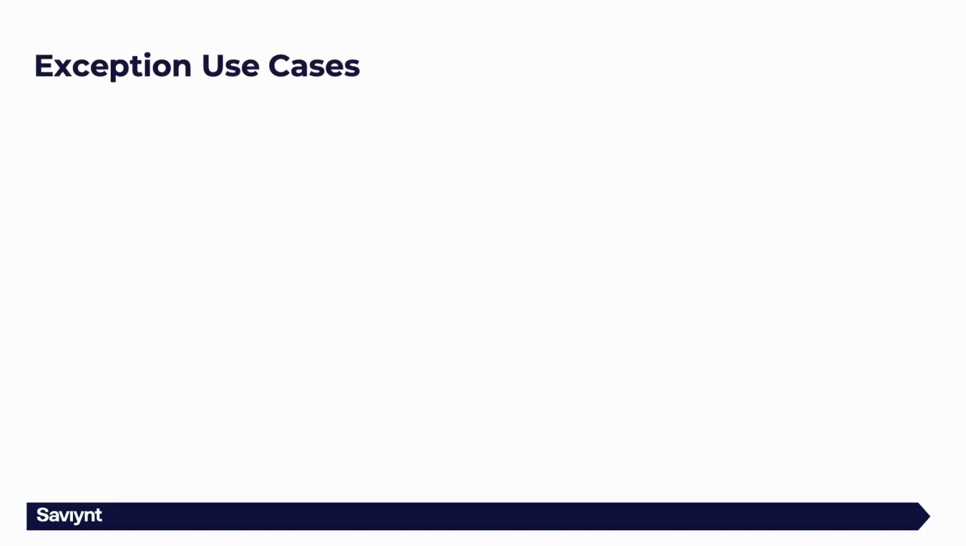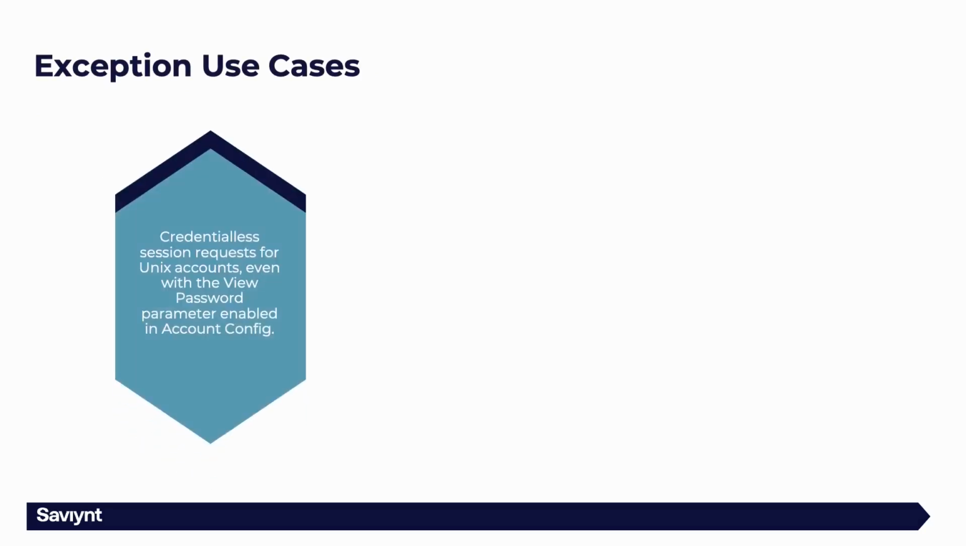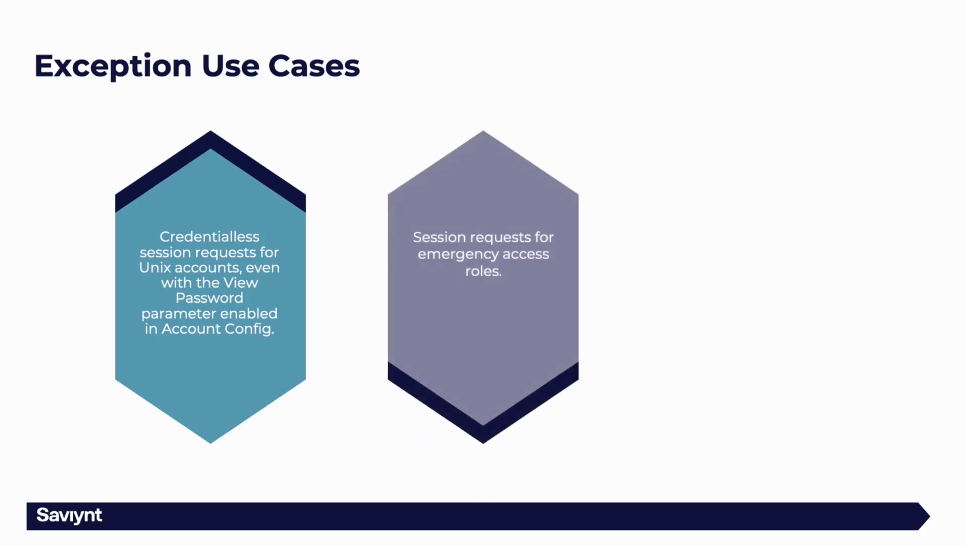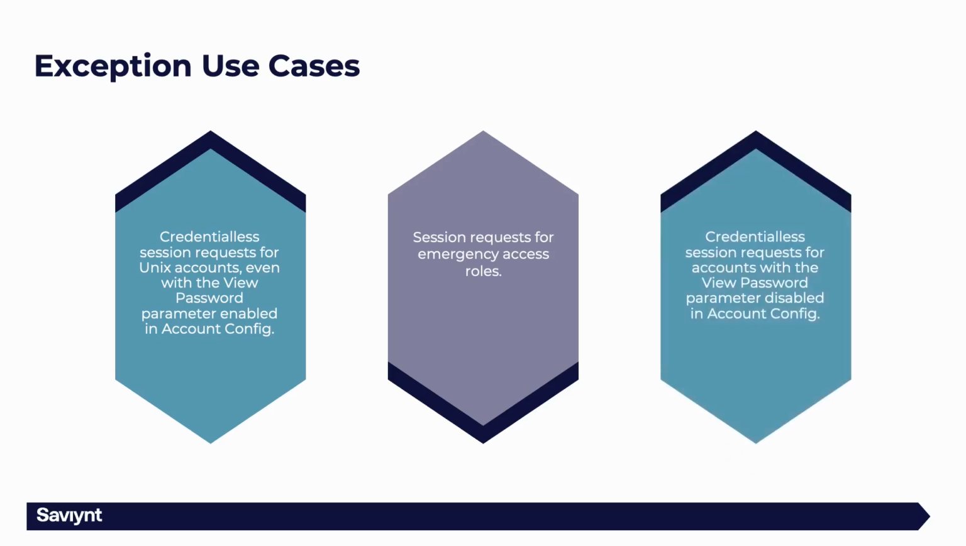Let's review the exception use cases where the Credential Indicator button is not supported. Credentialless session requests for Unix accounts, even when the View Password parameter is enabled in the Account Config section on the Account Detail page. Session requests initiated for emergency access roles. Credentialless session requests for accounts where the View Password parameter is disabled in the Account Config section on the Account Detail page.